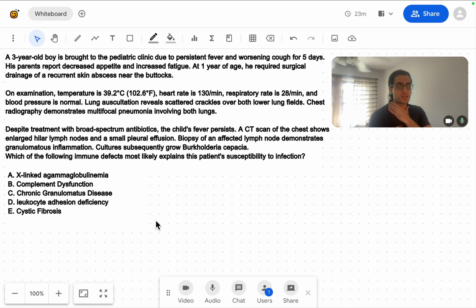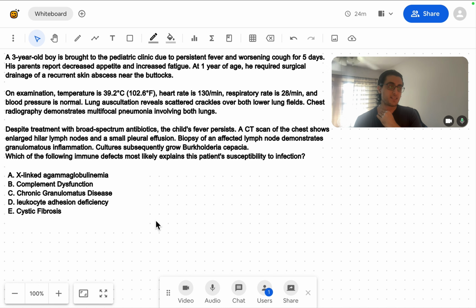D. Leukocyte adhesion deficiency disease. Leukocyte adhesion deficiency doesn't lead to granuloma formation, and it does not lead to abscess formation, but it does lead to skin and mucus infections, which is not what we are seeing here.